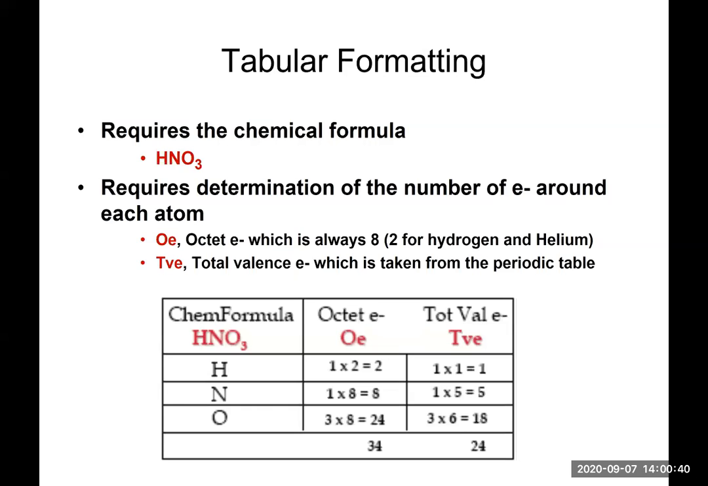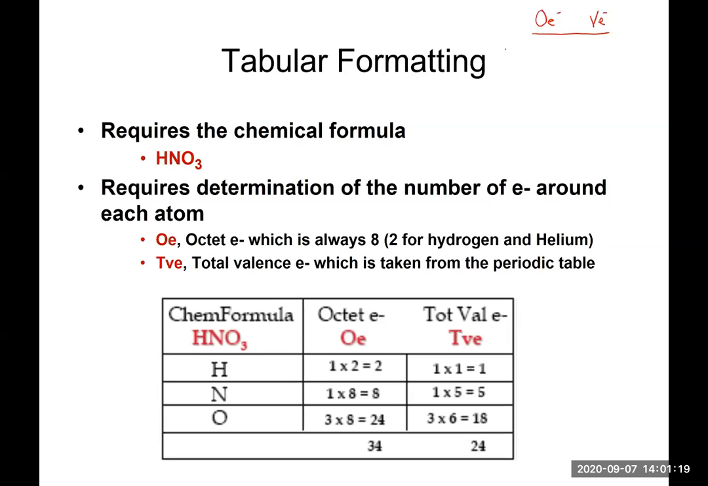So let's talk about these rules a couple of slides back and see if we can write a Lewis dot structure for an entire compound, HNO3. Now they have this table at the bottom, but when you're doing this, you may want to just write octet electrons and valence electrons like this, and then put a line across. And we're going to determine the octet electrons and the valence electrons, remember, so that we can take the difference between them and see how many electrons we're going to need for sharing.